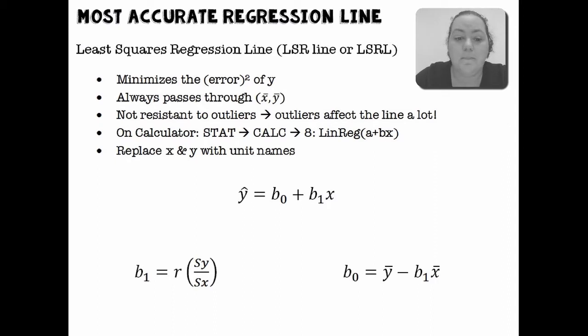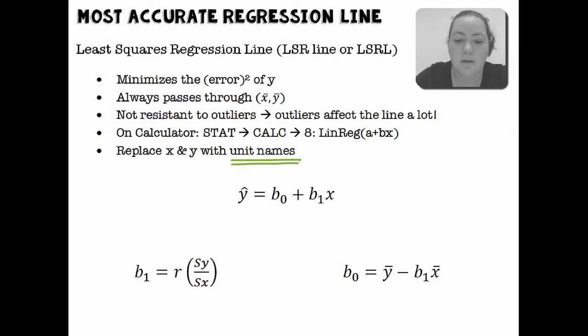So to get this on the calculator, you would go to Stat Calc 8, which is the LinReg a plus bx. So we use that one for statistics. It's a little different than the ax plus b that you've used in your other algebra classes, maybe. And then we will replace x and y units with their names. So when we're writing the equation, you'd actually put the units in there.